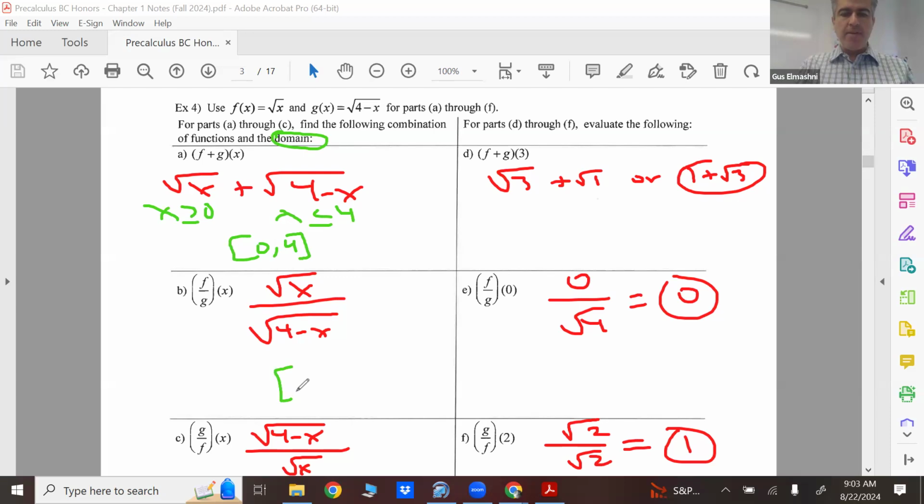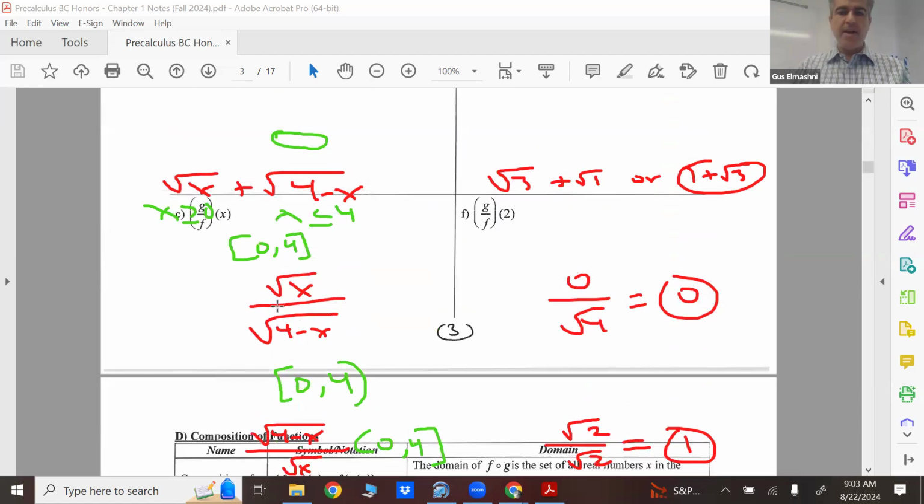Almost the same thing here, but you can't include the 4. Right? And almost the same thing here, but you can't include the 0. So we have to be as restrictive as possible. Very important. Okay. We're good?